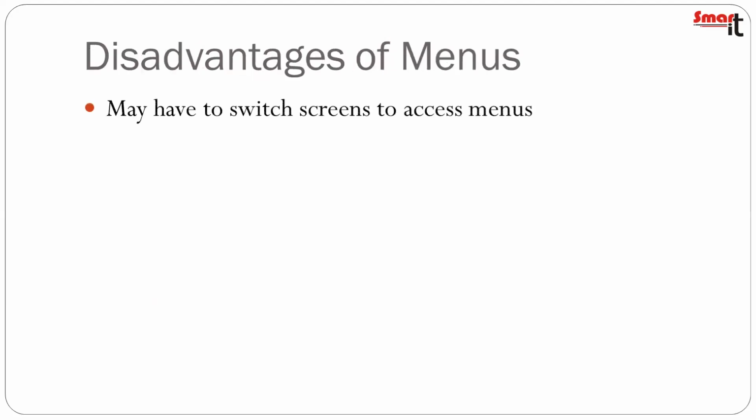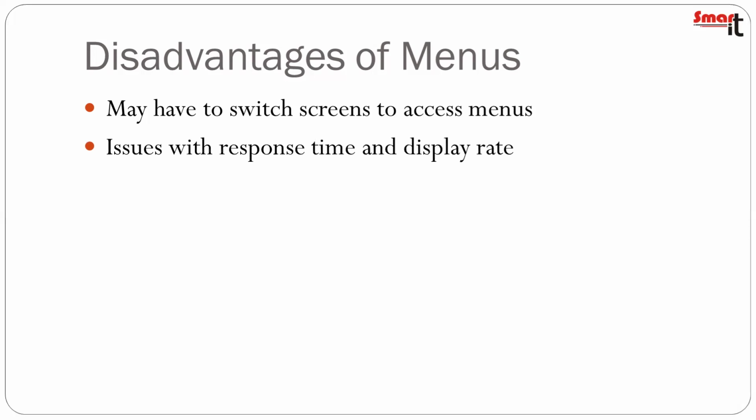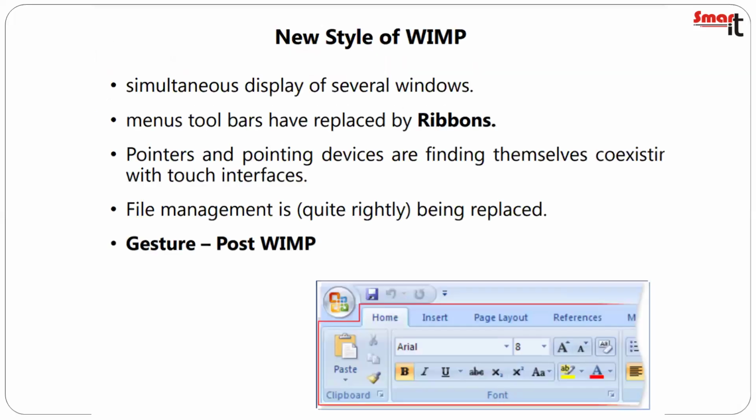But there are some disadvantages as well, because on some small screens accessing menus is difficult. Sometimes even on our mobile phone it is difficult to have a menu according to the device, right? And sometimes there may be issues with response time and display rate. Sometimes hierarchical menus take much more time, right? Those will be the disadvantages of menus.